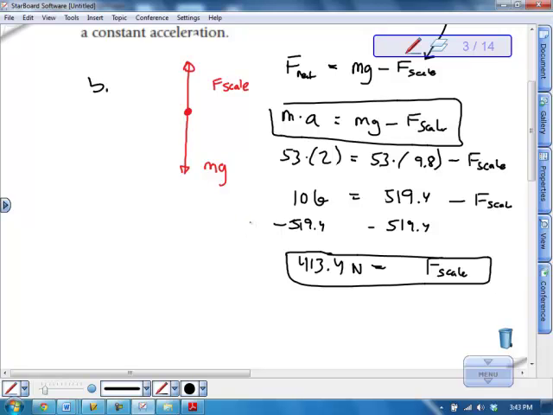We actually didn't do part A, but in part A they're just equal, so you just have the force in the scale equals mg for part A, in which case you just have to do 53 times 9.8, and that gives you your answer of 519.4. So that was the answer for part A. All right, let's move on to part C.